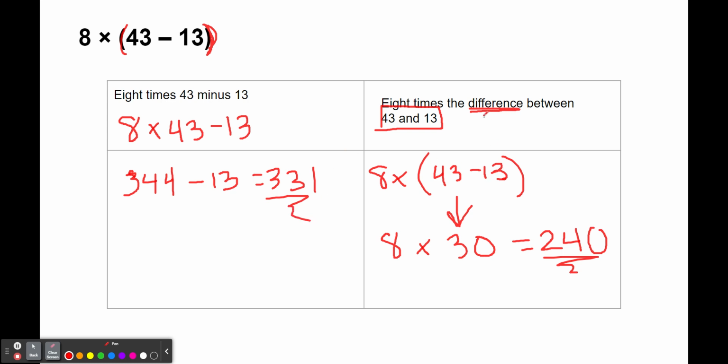And that's really important because in this scenario, our parentheses are telling us that we want to find out what 8 times the difference of 43 minus 13 is first, right? And we don't want to find out what the product of 8 times 43 is and then take away 13. So it's really important that we make sure we state what we need to do in the correct order.